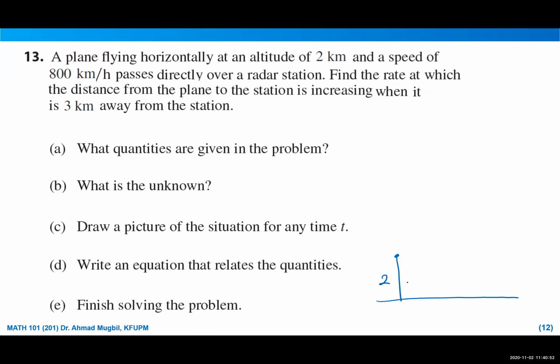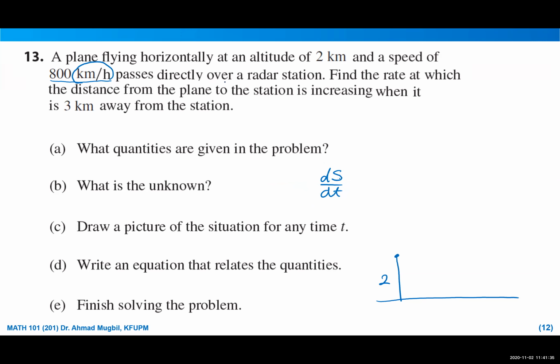Continue reading. A plane flying horizontally at an altitude of 2 kilometers and the speed of 8 kilometers per hour. So we have the speed of the plane. You know that it is the velocity here, but the velocity is the rate of change of what? We need to represent it as a rate of change because it is kilometer per hour. So it will be the distance, if you call the distance s, per time. So we need to find the s. Just to keep this in mind, I need to represent this as a rate of change of the distance, of course.